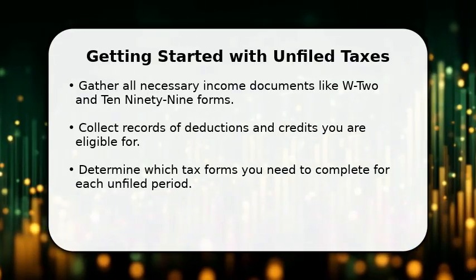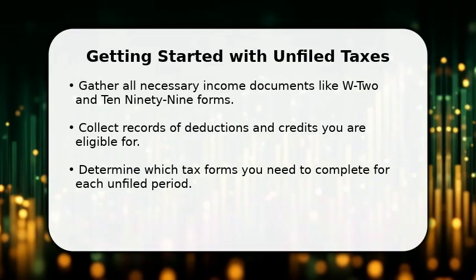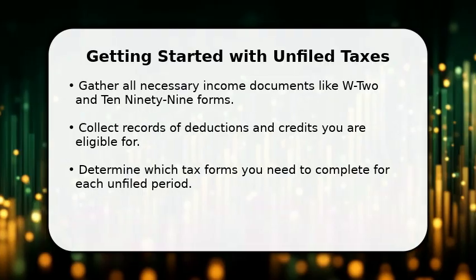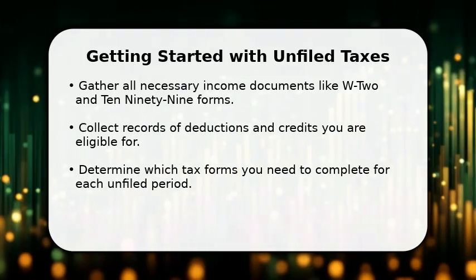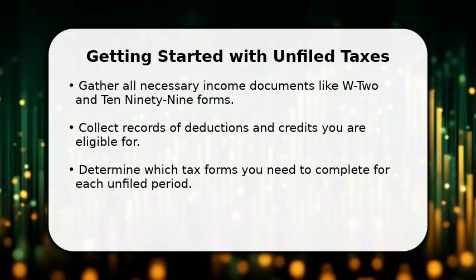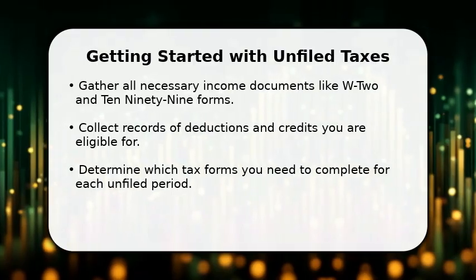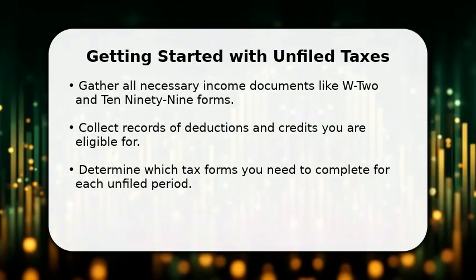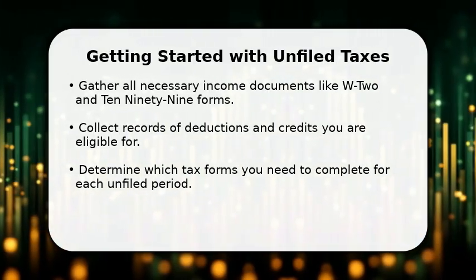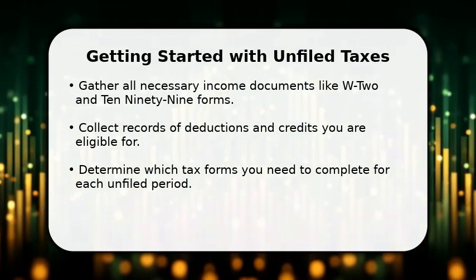First, gather all your income documents, such as W-2 and 1099 forms, for every period you need to file. Next, collect any records of deductions or credits you might be eligible for, like mortgage interest or student loan interest statements. This initial organization is crucial for a smooth filing process, ensuring you have all the necessary information at your fingertips before you begin preparing your returns.